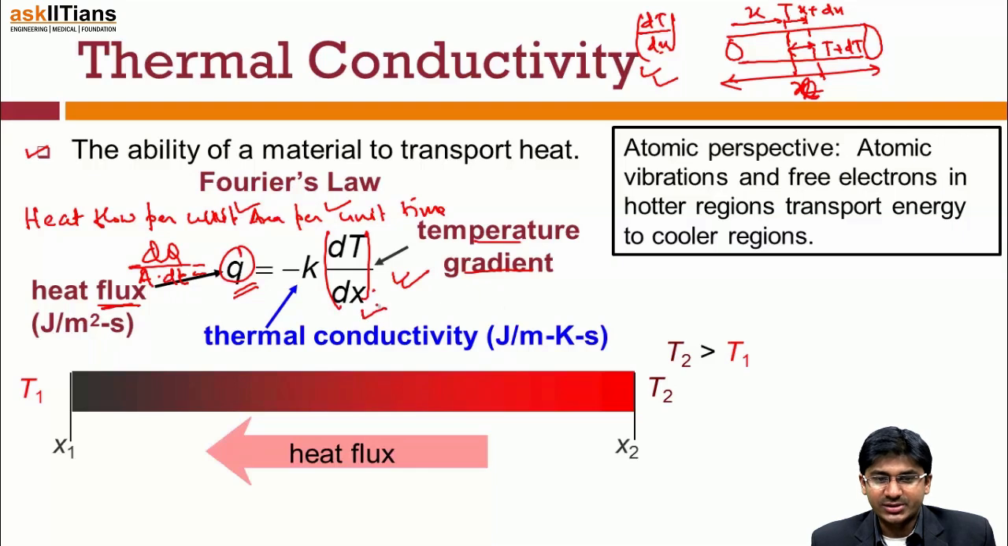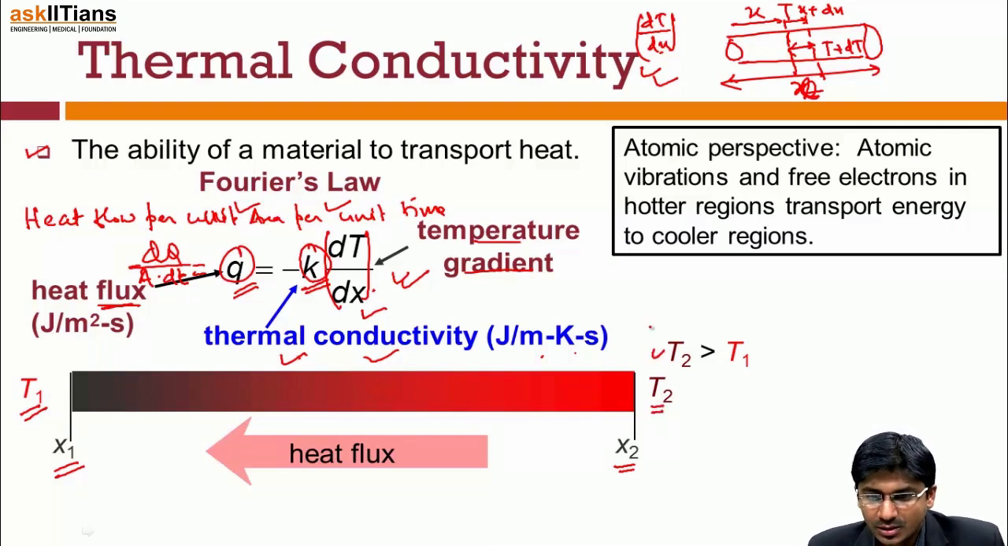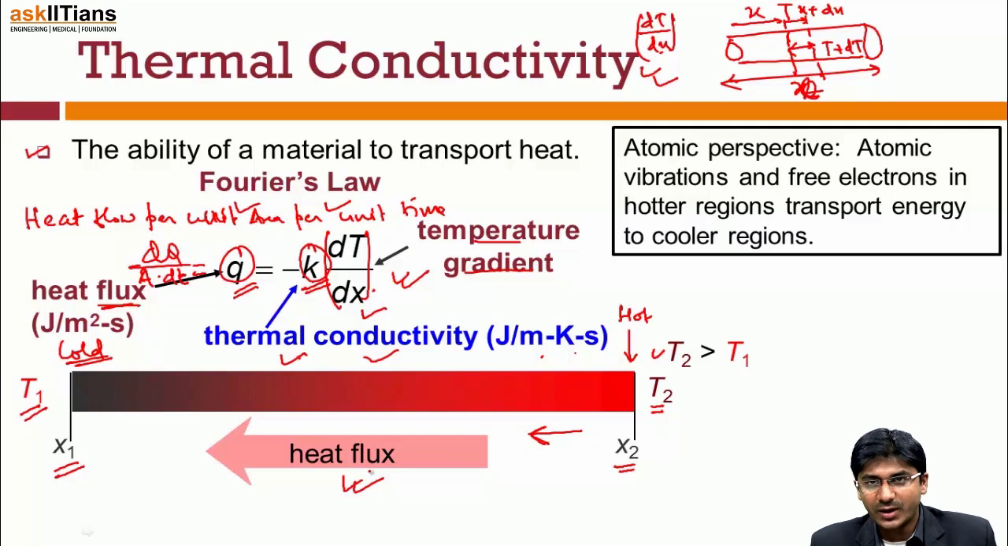And this k is a constant, which is actually the thermal conductivity, with the unit joule per meter per Kelvin per second. This is thermal conductivity. Now if you see here, this is index 1, we have index 2. This is at a temperature T1, this is temperature T2. Now it is given here that T2 is greater than T1. That means this is the hot end, this is the cold one. So the heat will flow from this side to this side. So this shows you the direction of the heat flow, the heat flux.